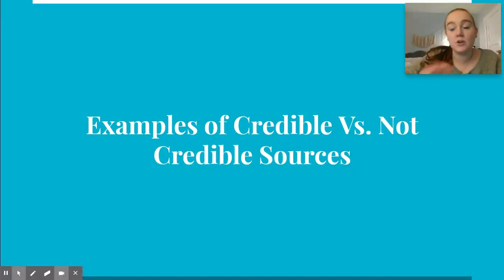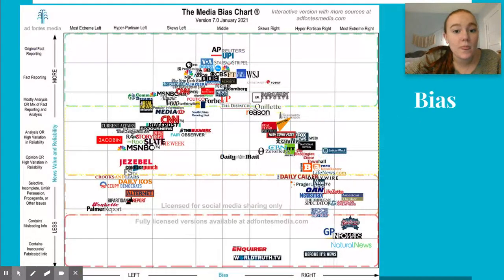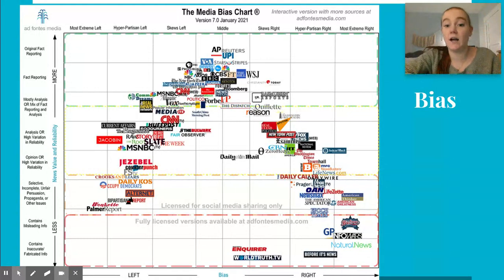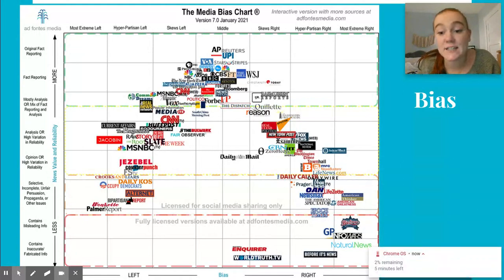Okay, so let me just show you a couple quick examples here. I didn't find an exact article for bias, but I thought this was a really cool chart, and they make one of these every single year. This is called a media bias chart. Maybe it's not exactly perfect, but it gets the general idea of where all of these different media outlets and media stations fall on the bias spectrum.